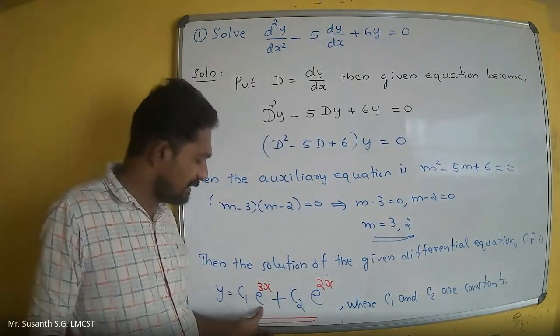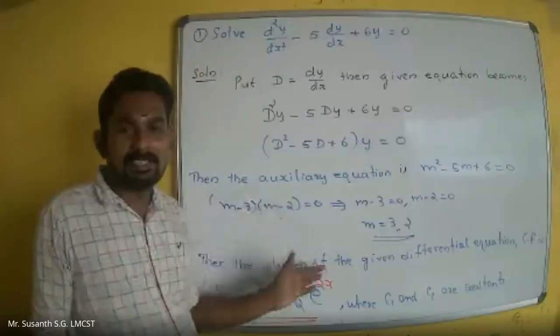So y is equal to c1 into e raised to 3x plus c2 into e raised to 2x. This is the final answer.